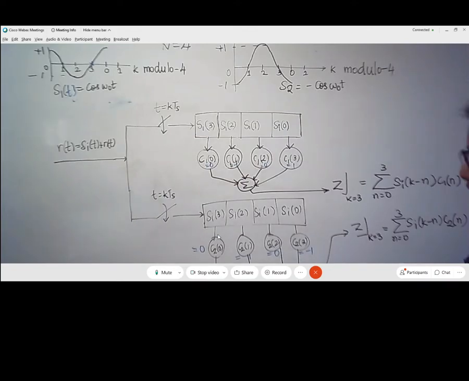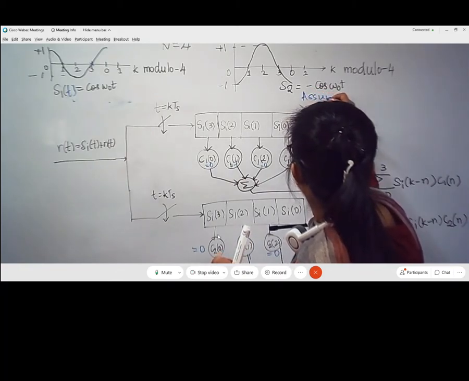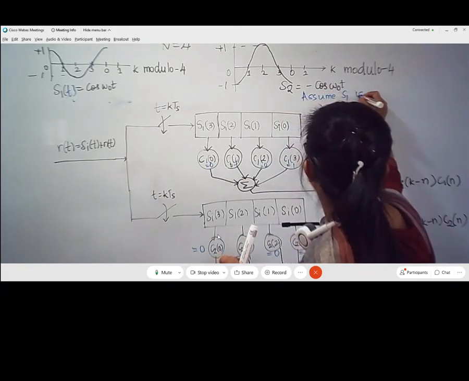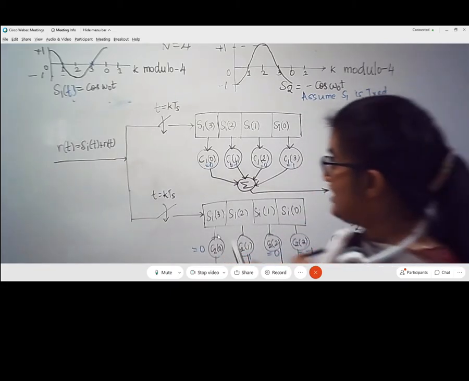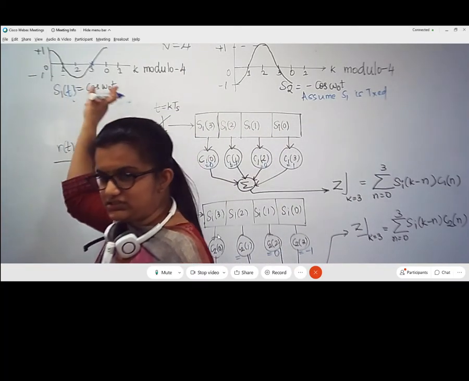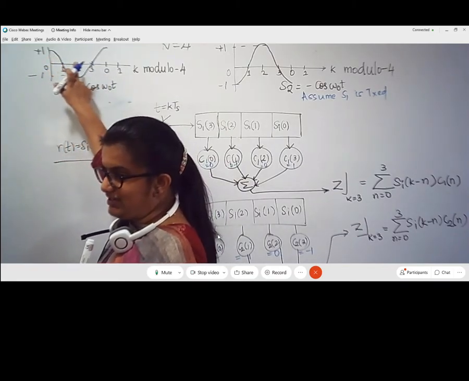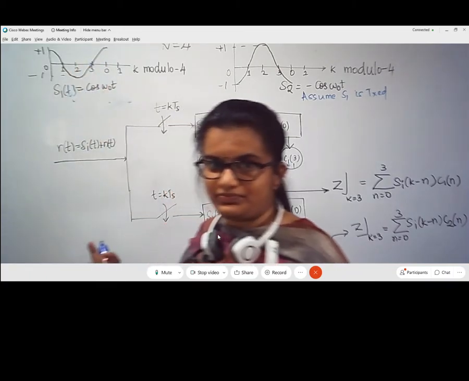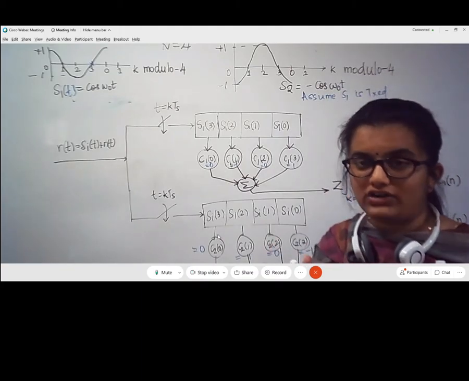Now I will take a particular example and explain this scenario. Assume S1 is transmitted. If S1 is transmitted, whatever sample I have at the 0th time instance will go first, because that is the first sample that is generated. Then at 1, then at 2, then at 3. Do you agree with me? Whatever is generated first will go out of the system first.